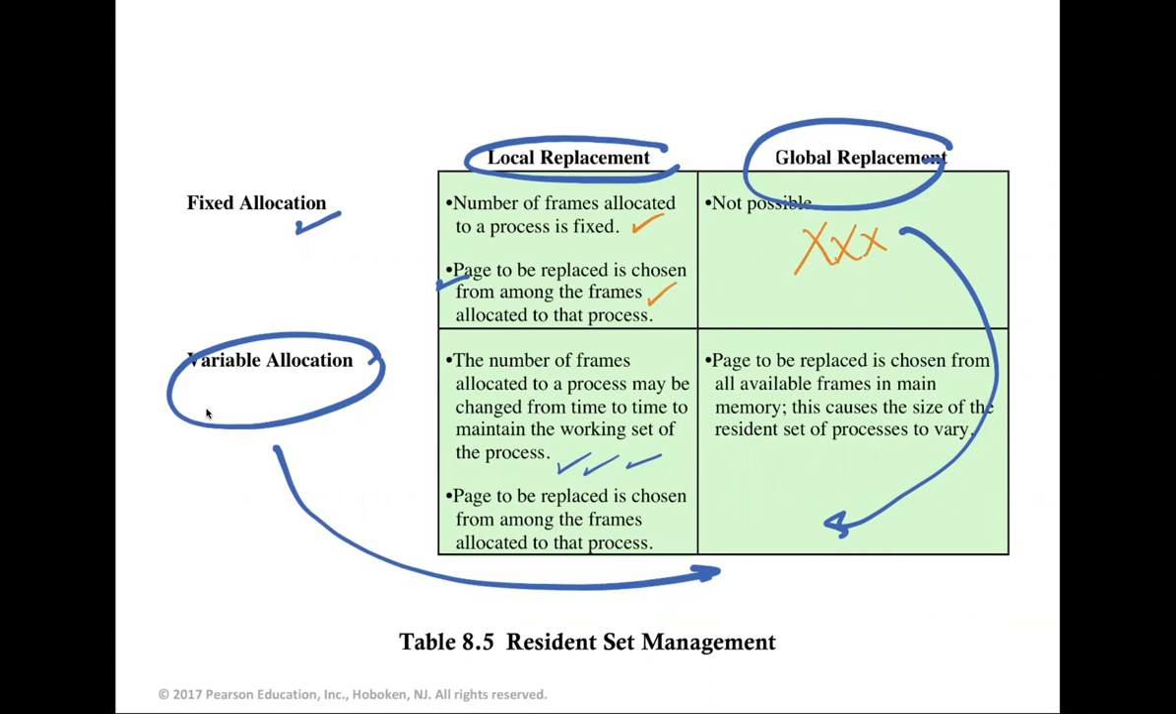For variable allocation and local replacement, the number of frames allocated to a process may be changed from time to time. And actually, this is mainly to maintain the working set of the process. And the page to be replaced is chosen from among the frames allocated to this process as well, because that's local. While for variable allocation and global replacement, the page to be replaced is chosen from all available frames in main memory. And this causes the size of the resident set to vary, as we have seen before.